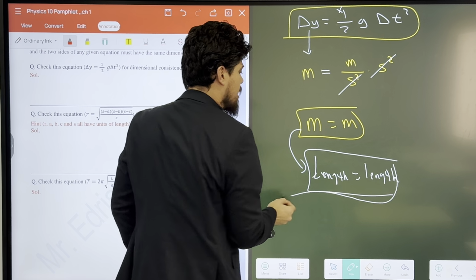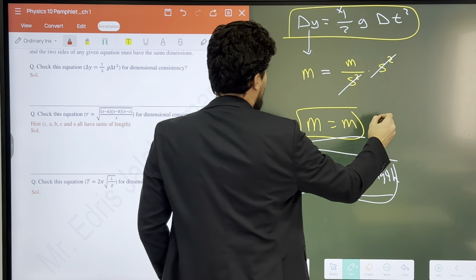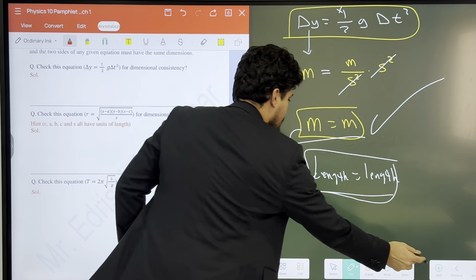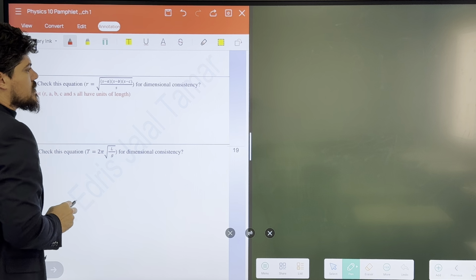Both sides, they have the same dimension? Yes. Both sides, they have the same unit? Yes. Can we say this equation is correct? Yes. Another example, check this equation for dimensional consistency.